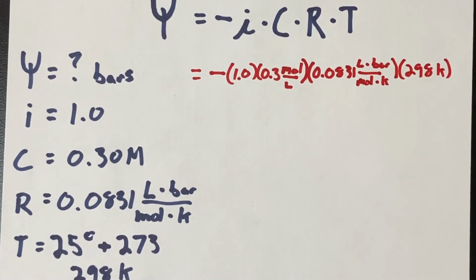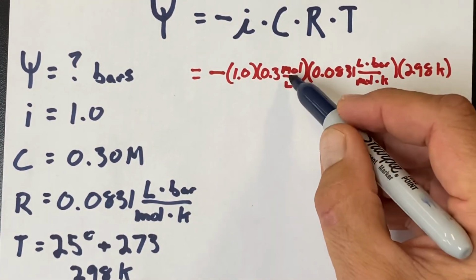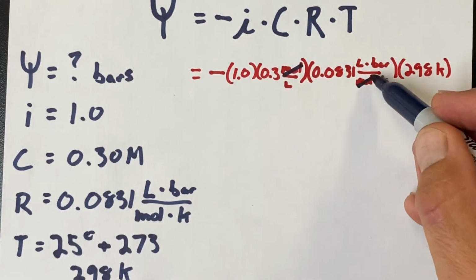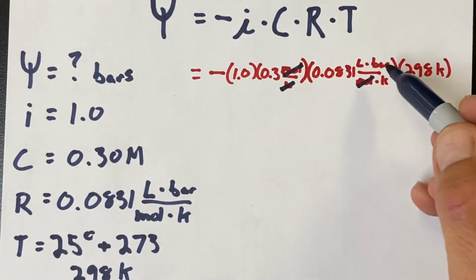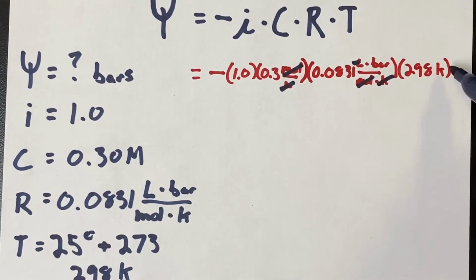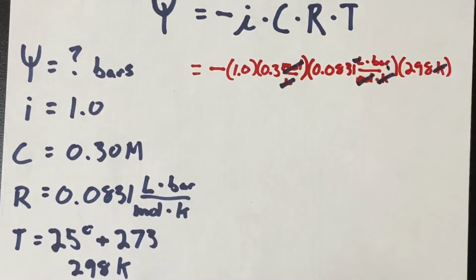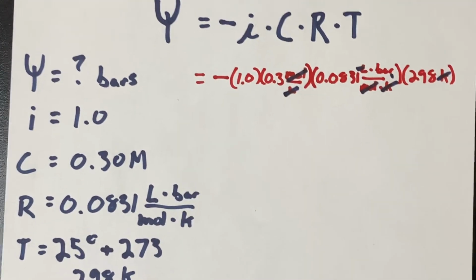And I love math problems because I can always double check my work by making sure my units cancel. So I see moles are up here, moles are here, they cancel. Liters are down here and up here, they cancel. Kelvin are here and here, they cancel. I'm left with bars. That's what I want. All right, I feel confident that I've set it up.